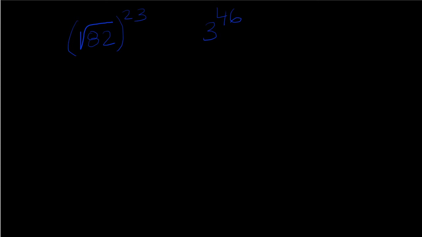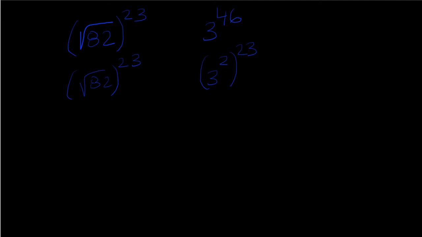So what we're going to do is leave the square root 82 to the 23rd power alone, and then I'm going to take 3 to the 46 and take out a 2 from 46. So if we take out a factor of 2, that means 23 remains. And we know that an exponent to an exponent, you multiply. So I'm allowed to do this.